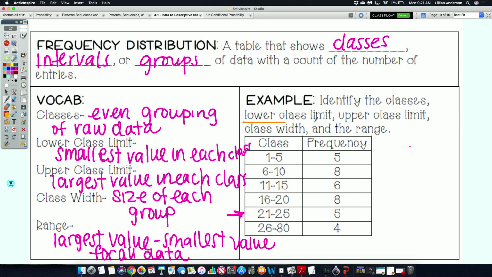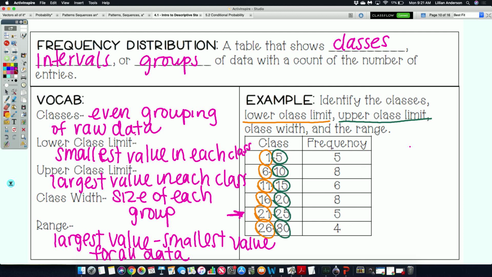Of the first class, what's the lower class limit? 1. Next one. 6. Keep going. 11, 16, 21, 26. Okay, if it asks you to identify the upper class limit of each class, it would be 5, 10, 15, 20, 25, 30.